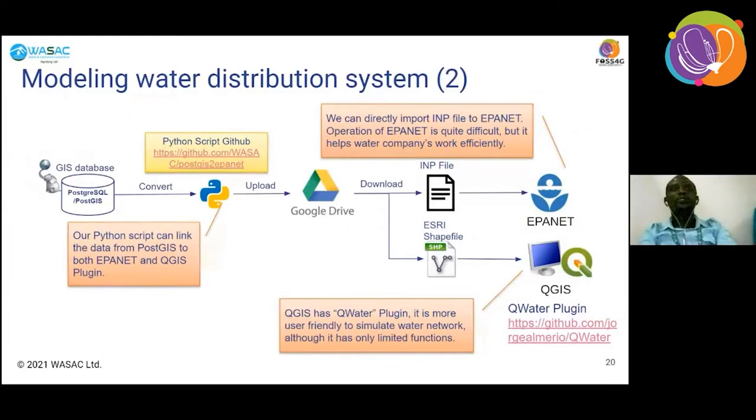Modeling the water distribution system, as I said, uses a Python script. Our Python script can link the data from PostGIS to both EPANET and the QGIS plugin. QGIS also has the QWater plugin. It is more user-friendly to simulate a water network, although it has only limited function.